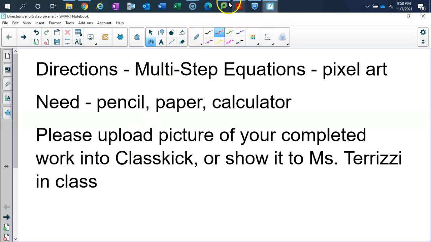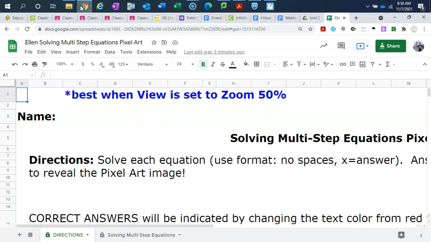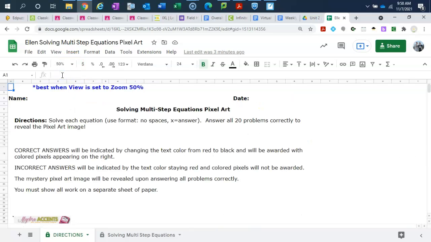Now, let me open up the multi-step pixel art. See how this says best view is set when zoom is zoomed to 50%? Up here, change it to 50%. It makes it smaller. And this shows you how to enter your answers. Solve each equation. This is your format: x equals answer, but no spaces.